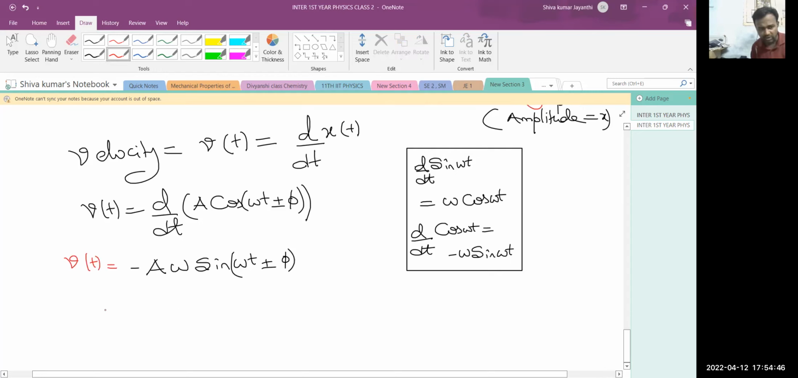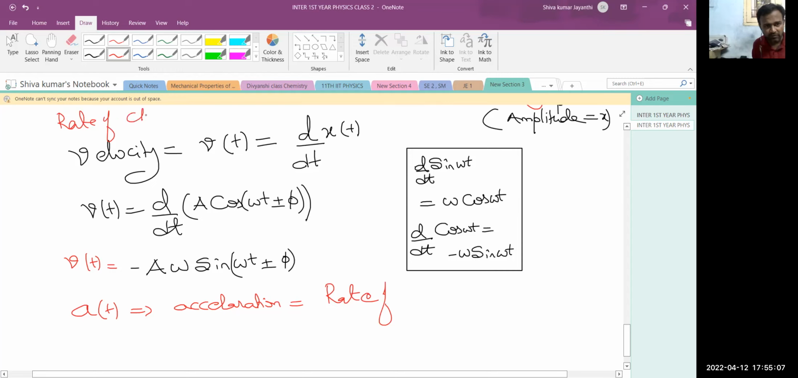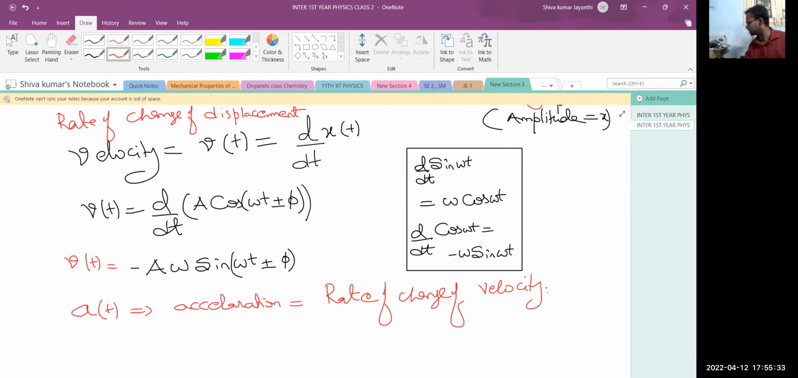Having understood that, we need to understand also the acceleration function. Acceleration is defined as what? Here also velocity is defined as rate of change of displacement. Here, rate of change of velocity. If velocity itself changes, then it is called acceleration. If displacement changes with time, it's called velocity, and if velocity changes with time, it's called acceleration.